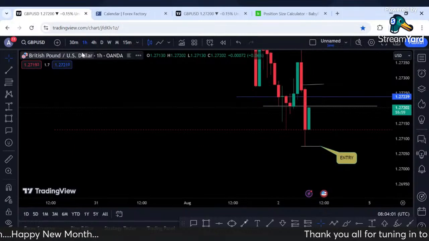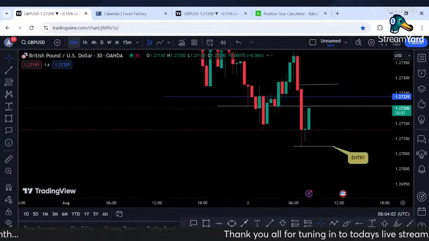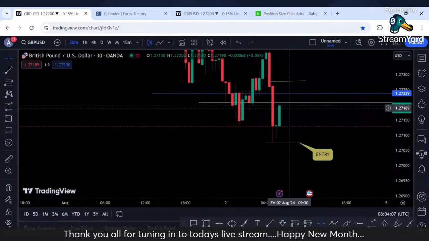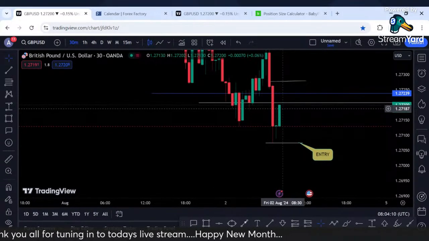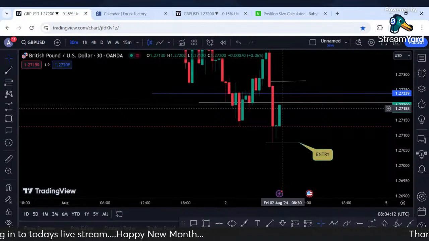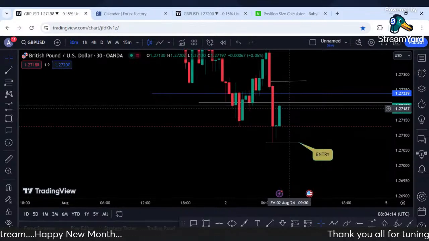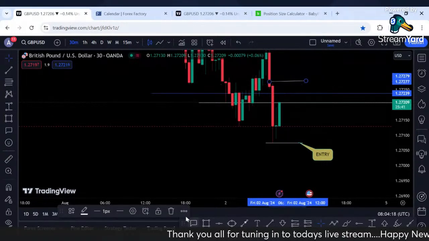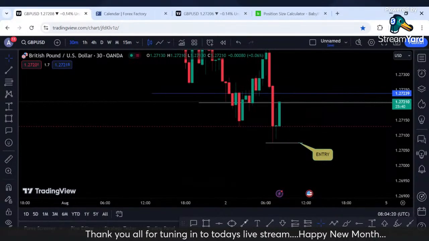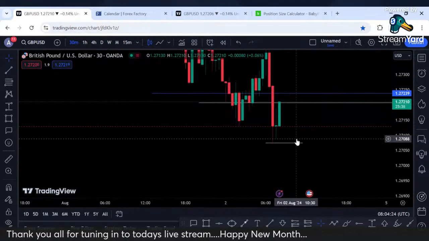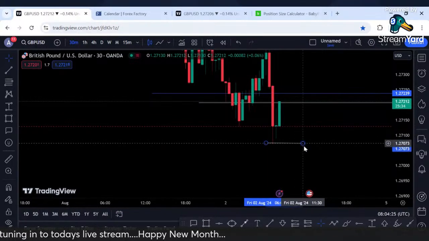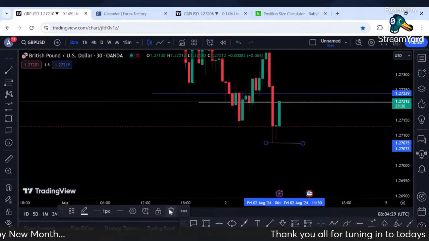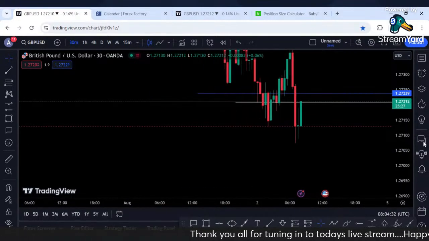So I think the sell is not happening because on the M30 there was a candle structure shift. The moment it breaks this one, there was a candle structure shift. So now, wow. So the sell didn't happen. I would have taken a sell if it flipped.